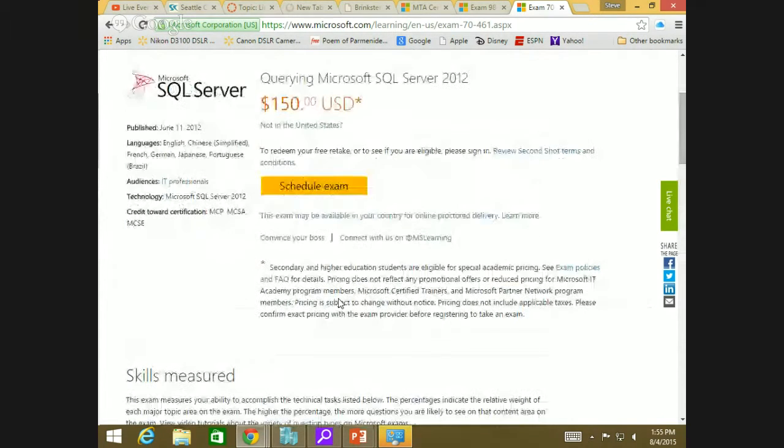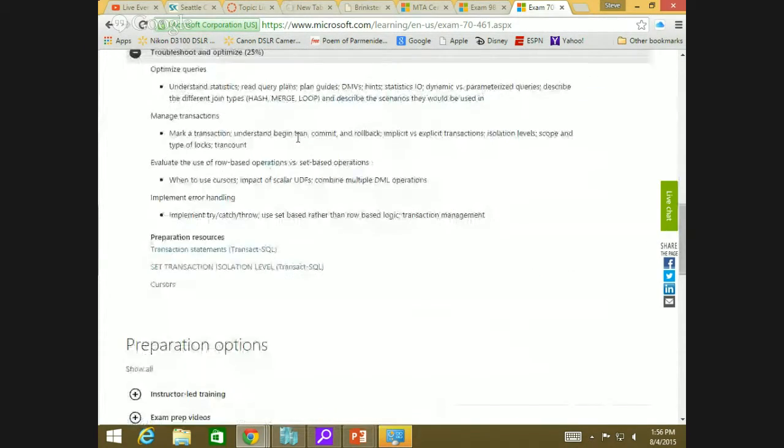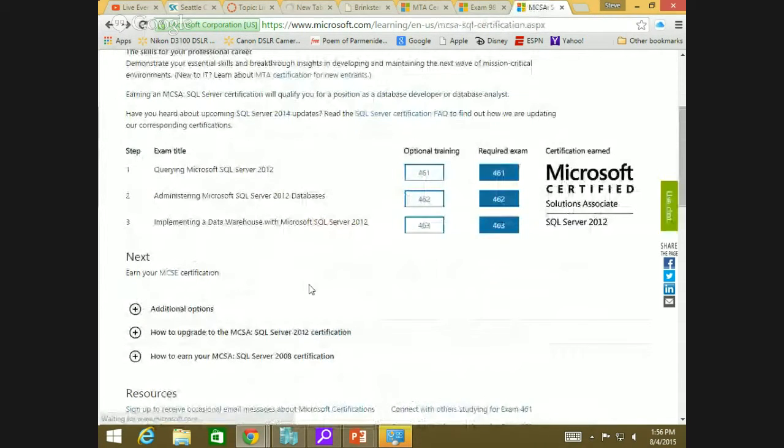This test is mostly on SQL. Notice it's $150. And if you're not in the United States, where do you take it? Okay. So you might look at this, but this first exam is mostly SQL.